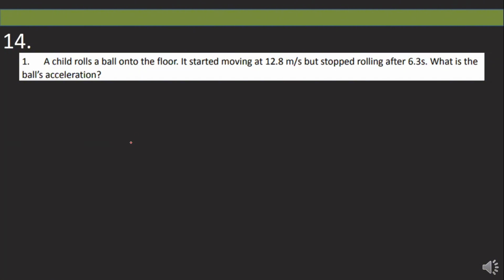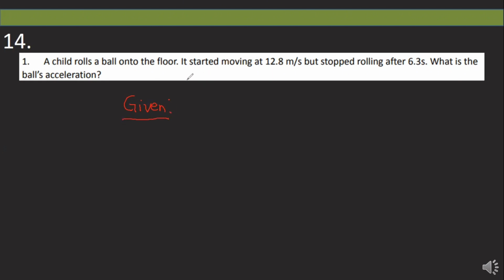Okay, how about this problem? Let's have another problem. Let's write the given once again. But first, before you write the given, kindly read the question first. A child rolls a ball onto the floor and it starts moving at 12.8 meters per second, but stops rolling after 6.3 seconds. What is the ball's acceleration? So we're looking for acceleration. But before we compute for acceleration, let's begin with the given.